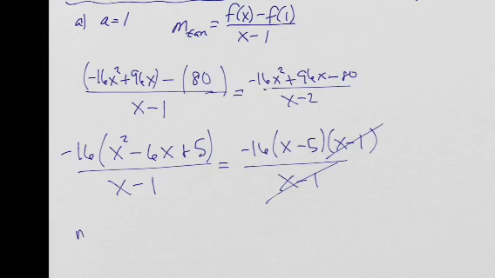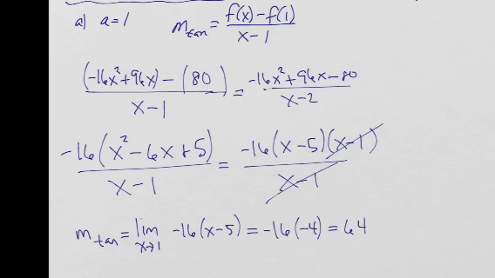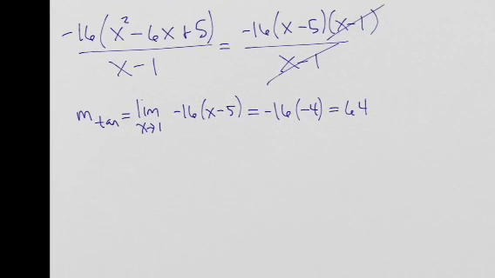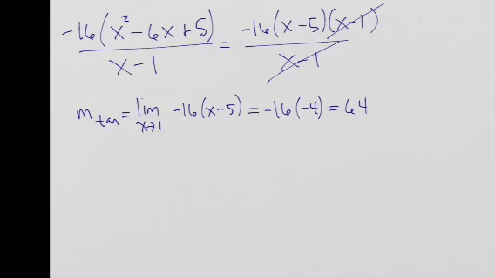So at this point, what we know is the slope of our tangent line is equal to the limit as x approaches 1, because we're trying to get close to 1, of negative 16 times x minus 5. So we're going to plug that 1 in, which will give me negative 16, and then 1 minus 5 is negative 4, and I got 64. So I now have the slope of my tangent line.